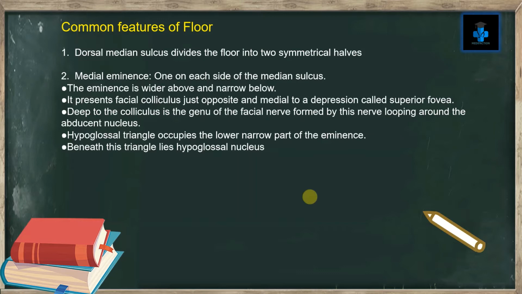It presents the facial colliculus just opposite and medial to a depression called the superior fovea. Deep to the colliculus is the genu of the facial nerve, formed by the nerve looping around the abducens nucleus. The hypoglossal triangle occupies the lower narrow part of the eminence. Beneath the triangle lies the hypoglossal nucleus.